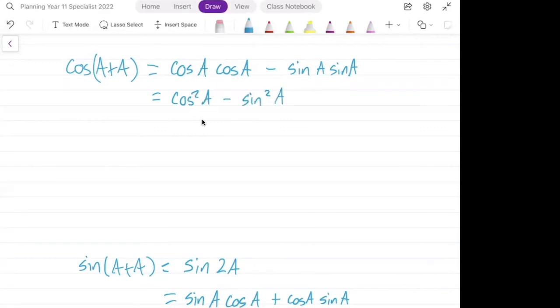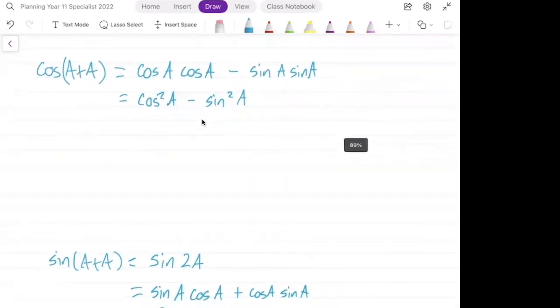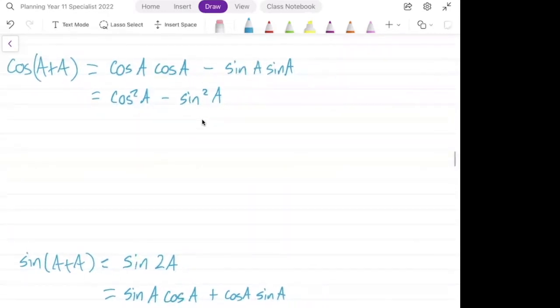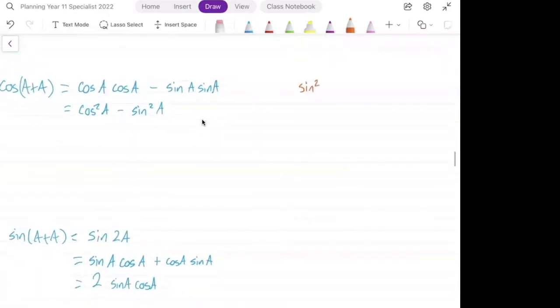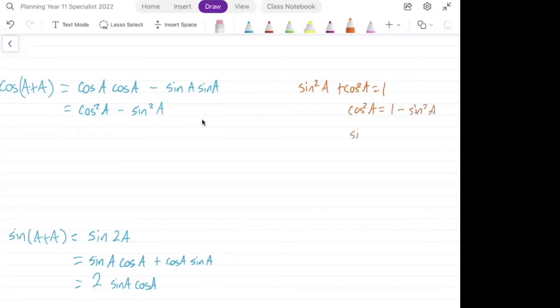Now that part all makes a lot of sense. The reason why we have a few variations of this rule is if I think about my Pythagorean identity, let me just write this over to the side. I have sine squared a plus cos squared a is equal to 1. So I can subtract either sine or cos from each side, and I can get cos squared a equals 1 minus sine squared a, or I could get sine squared a is equal to 1 minus cos squared a, just rearranging my Pythagorean identity.